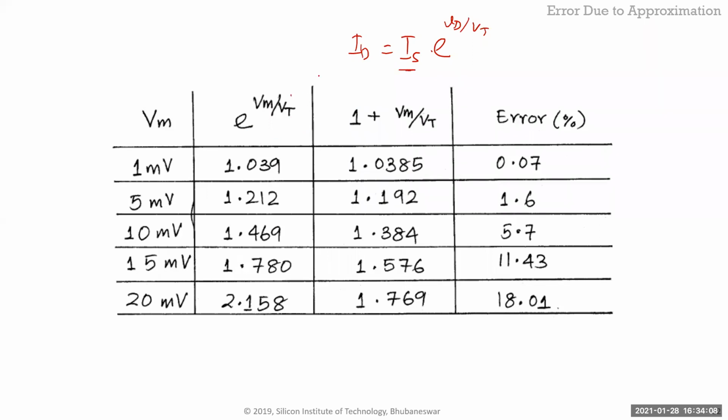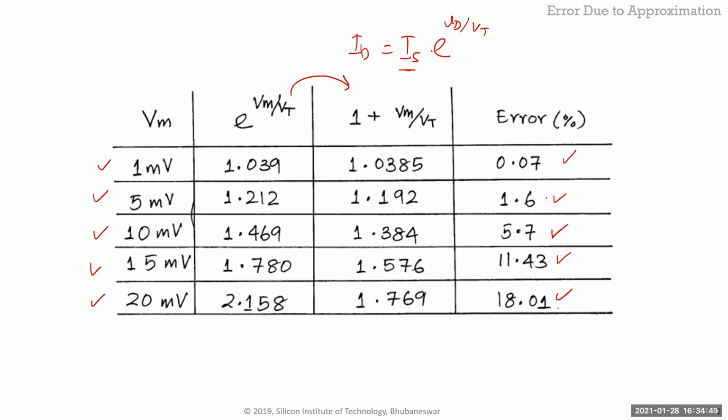If I do a Taylor expansion of the exponential term, it's 1 plus Vd over Vt, and then the square term, cube term, and I'm just neglecting those, right? Actually there is a 1 plus term, but just neglect that for now. We are talking about just the function. You can see as I take my input from 1 millivolt to 5 millivolts to 10 to 15 to 20, the error goes from 0.07 to 1.6% to 5.7 to 11.3 to 18%.